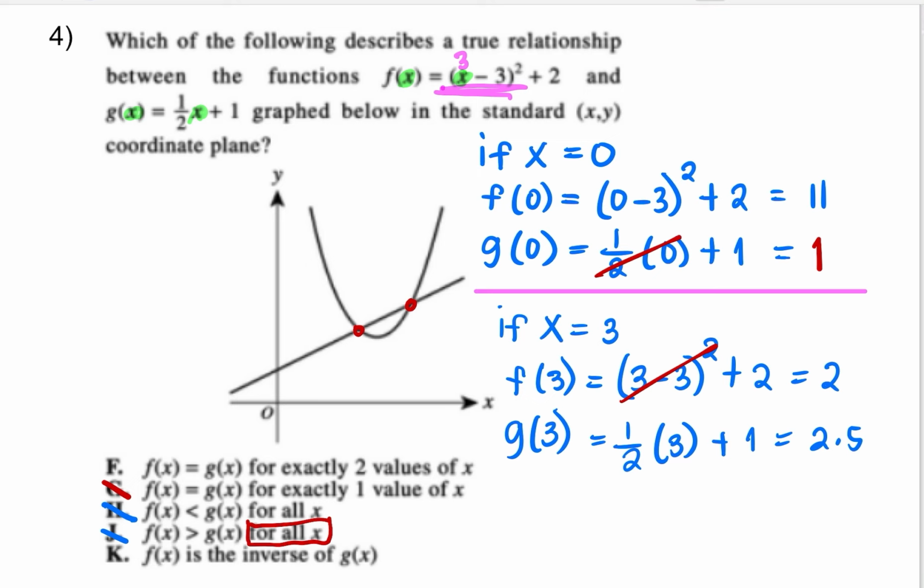Letter K, if f of x is the inverse of g of x, definitely they're not inverse to each other. So we cancel that, therefore the answer is F.